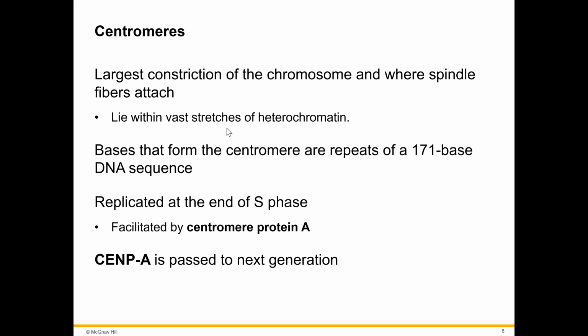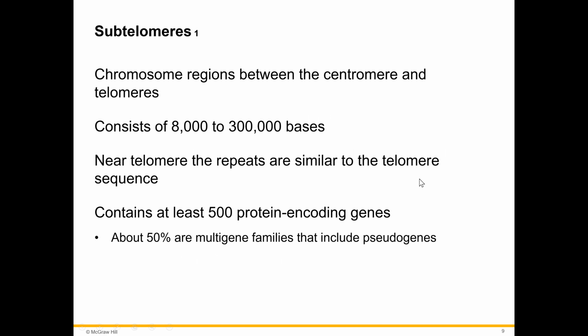It lies within vast stretches of heterochromatin. Bases that form the centromere are repeats of a 171 base DNA sequence. So again, we have repeats of a 171 base sequence. Centromeres are replicated at the end of S phase and include a special protein called centromere protein A, or CENP-A. And it's passed from one generation to the next generation.